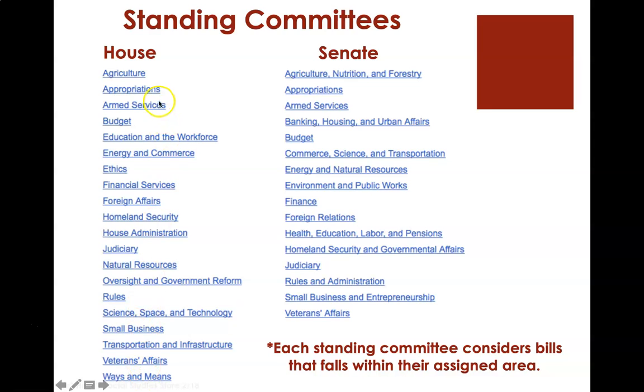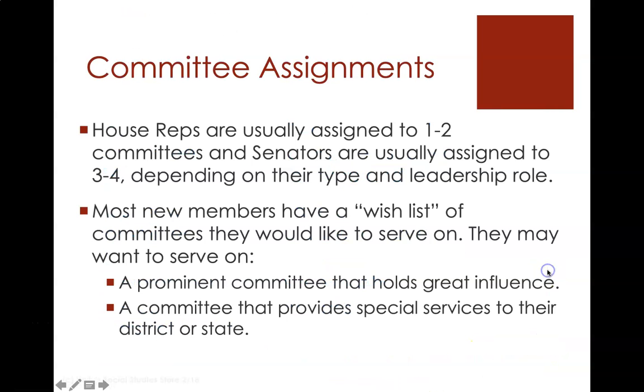Okay, these are the House committees. I'm not going to read all of them, but if you notice, there's an Ethics Committee, Budget Committee, you've got Judiciary, Homeland Security, small business, veterans affairs, etc. There are fewer in the Senate. They've grouped them together a little bit more because remember there are fewer members. So you have finance, judiciary, veterans affairs, appropriations, armed services, etc. Each standing committee considers bills that fall within their assigned area.